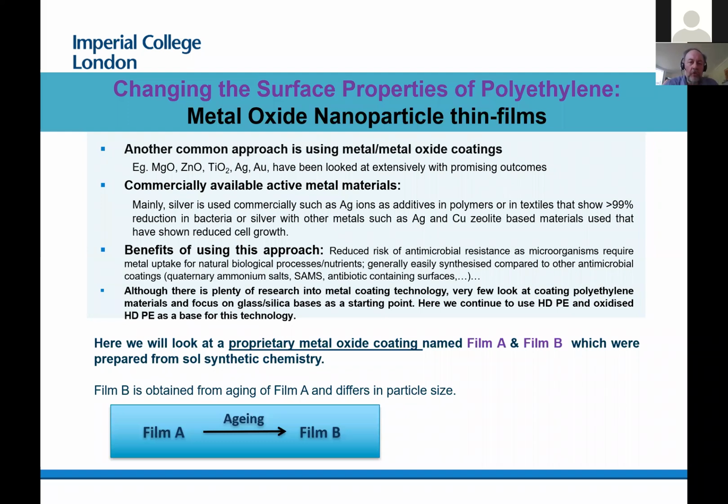So we've been developing a range of other methods which are slightly more advanced in their antimicrobial behavior. And these involve essentially attaching nanoparticles onto the surface of our polymers. So in other words, we've got our polymer, we're oxidizing them, and we're now looking at the presence of different particles on the surface. And many people have looked at magnesium oxide, zinc oxide, titanium oxide.